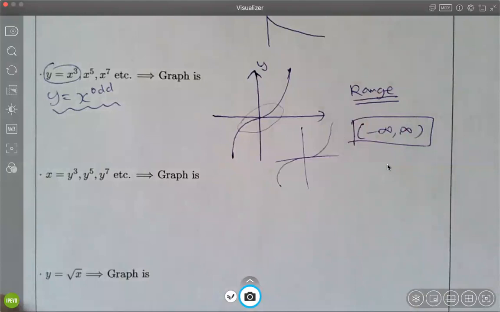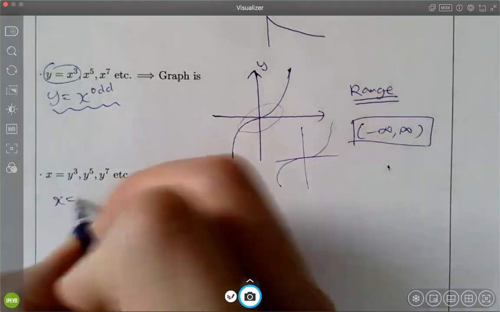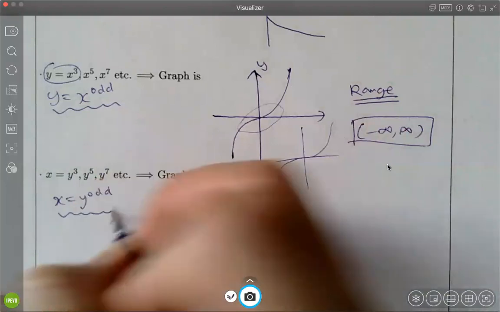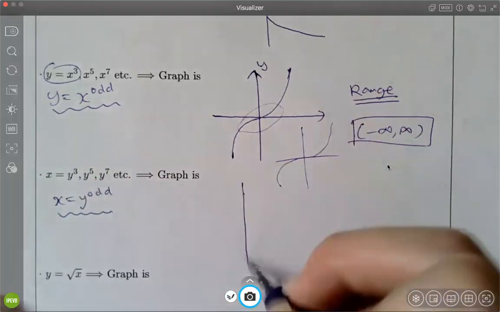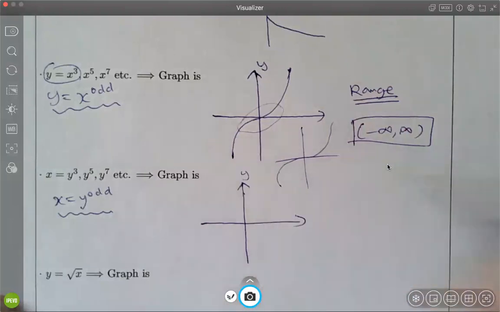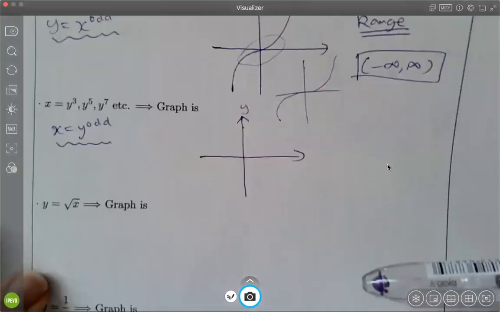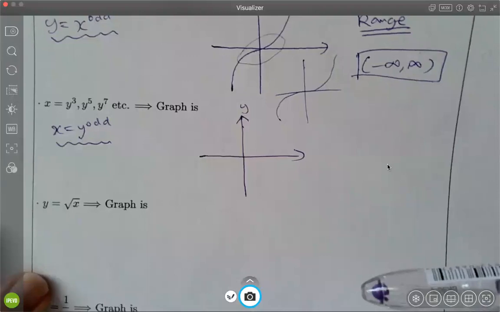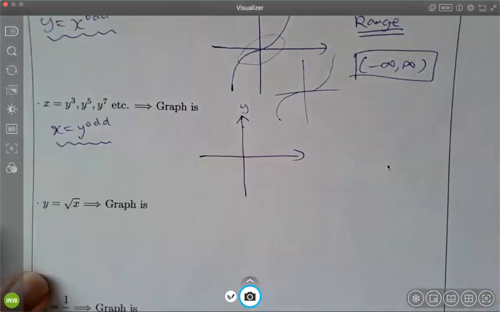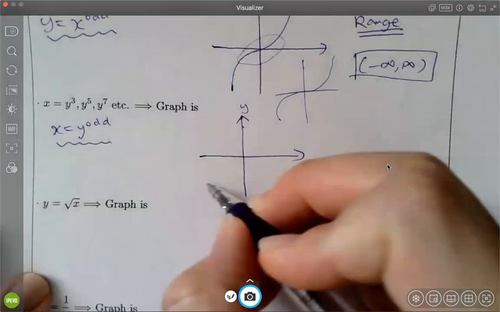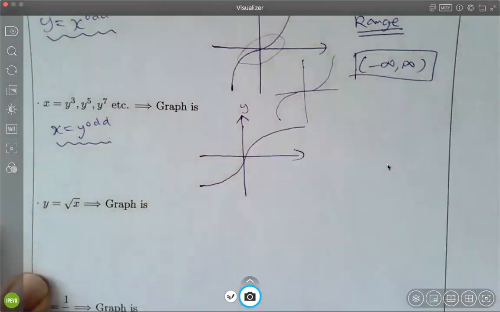Now, conversely, x equals y to the odd power. Okay, so now, has anyone seen the graph of this case? So the hint is it will still maintain the S-shaped graph, but the position is a little bit different. Has anyone seen something like this before?